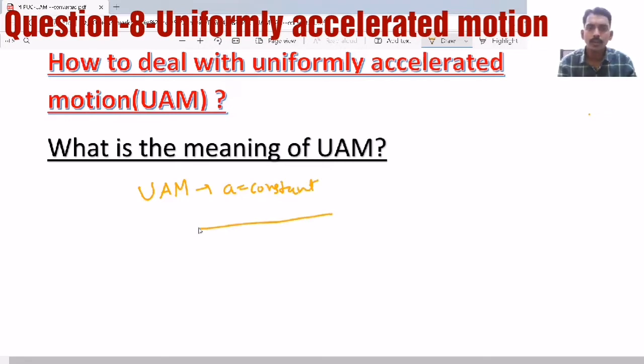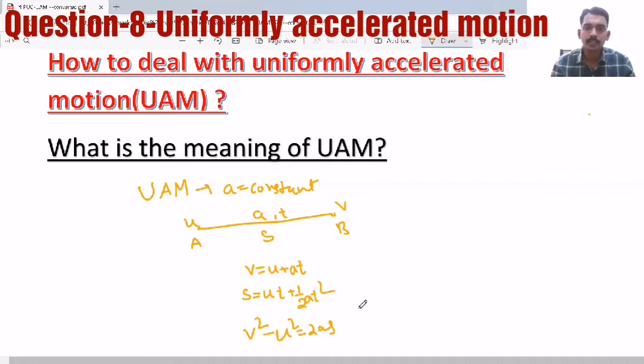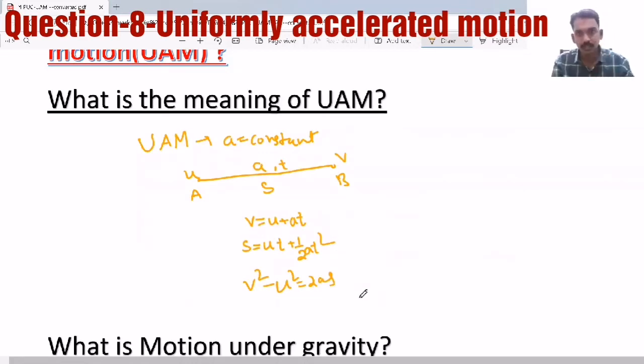Now between any 2 points, let's take A and B, where initial velocity is u, final velocity v, acceleration a, within a time t after covering a displacement s, then the three equations we have are v equal to u plus at, s equal to ut plus half at square, and v square minus u square equal to 2as. These are the three equations you need to remember for uniformly accelerated motion.